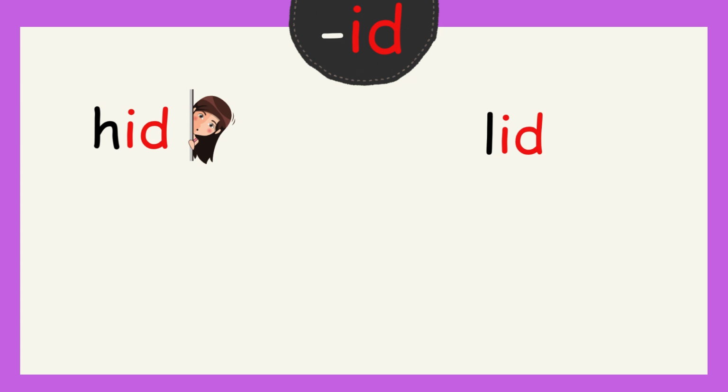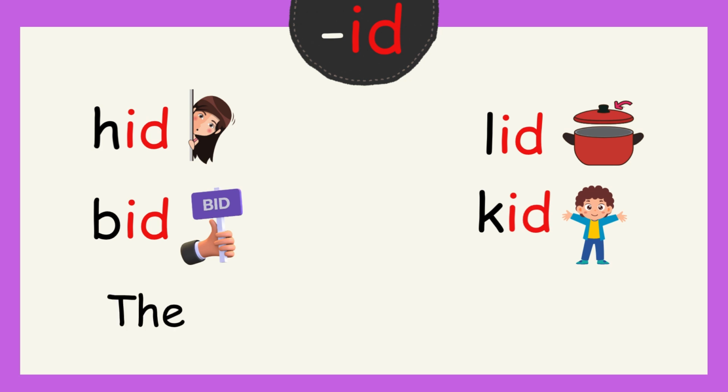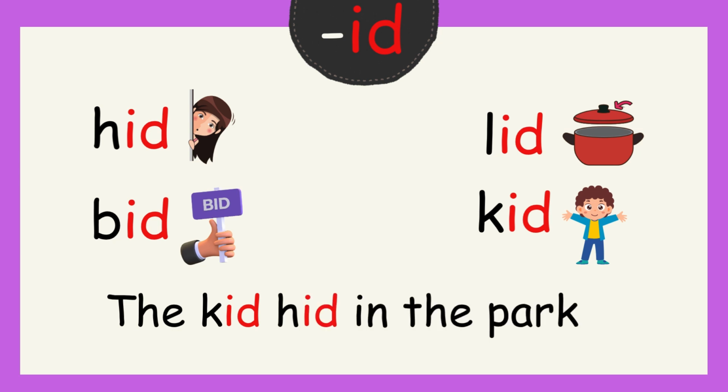Id, hid, lid, bid, kid. Now let's read the sentence. The kid hid in the park.